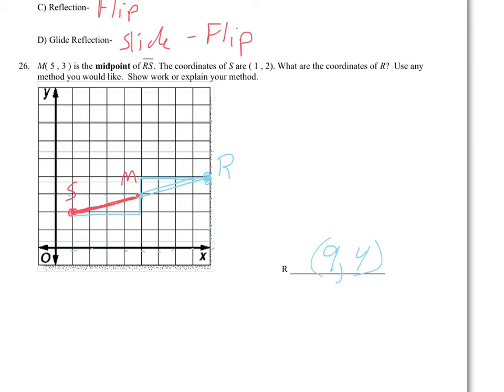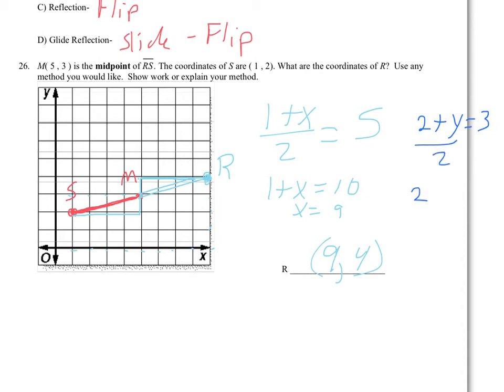We could have done where we said 1 plus x over 2 equals my x coordinate of my midpoint, multiplied both sides by 2, subtract 1, and x equals 9, and then had done the same thing for my y coordinate and said 2 plus y over 2 equals 3, multiplied by 2 to get 2 plus y equals 6, subtract 2 from both sides, and y equals 4. Okay, so you could use that equation method or that method.